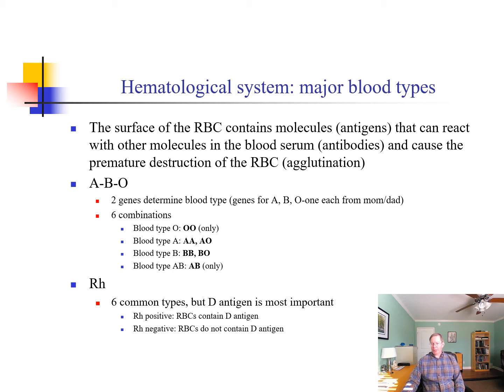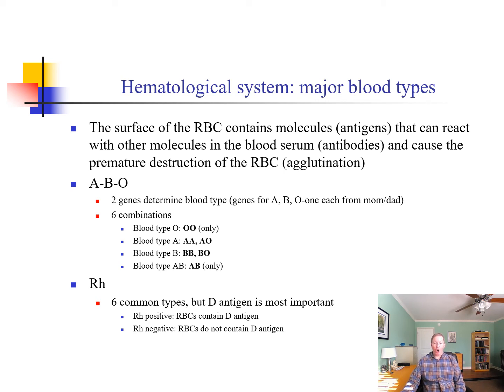Now, if I look at red blood cells and characterize them, I find that those red blood cells come in different types. And we characterize this as a blood type. And effectively, if you look at the surface of the red blood cells, they contain certain molecules. And those molecules might interact with things that can be in the blood serum.